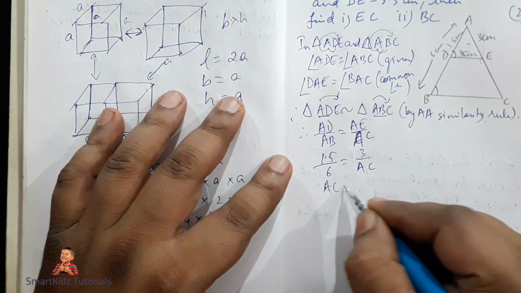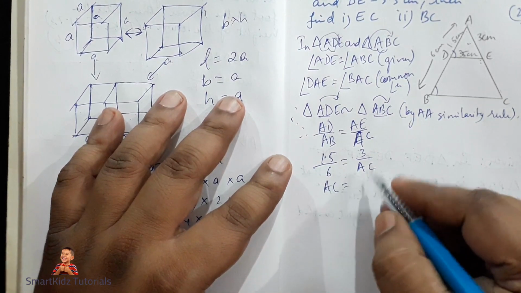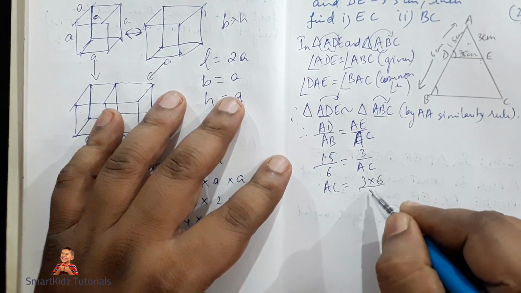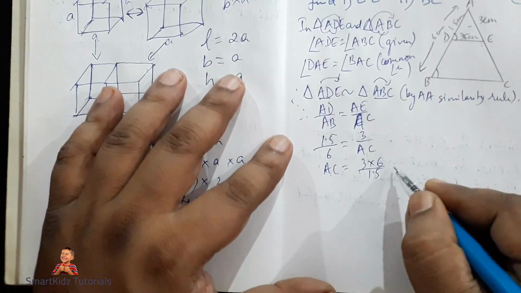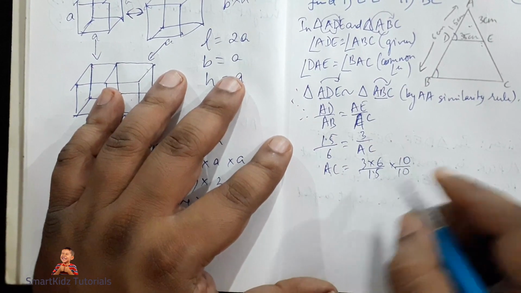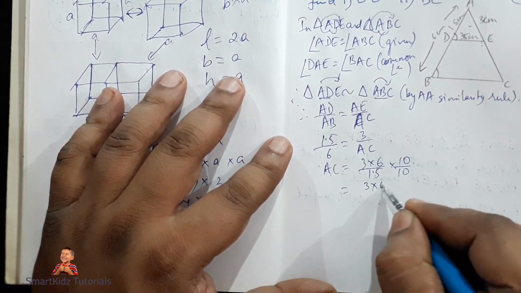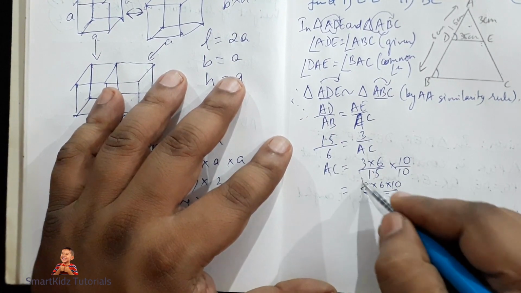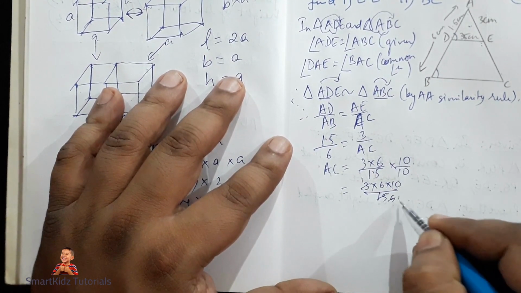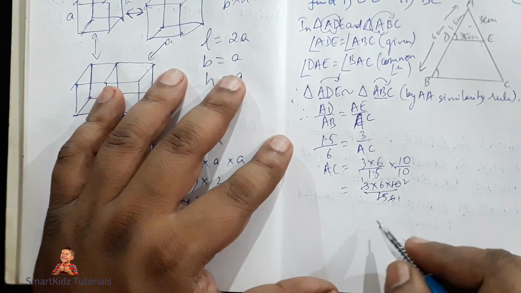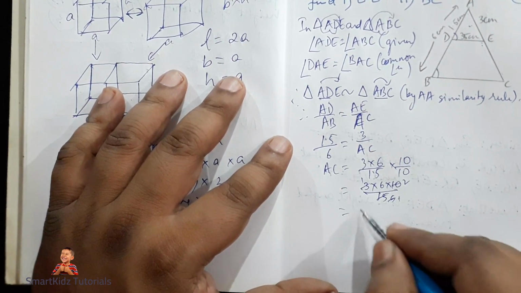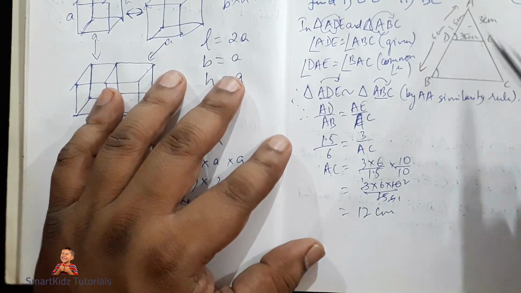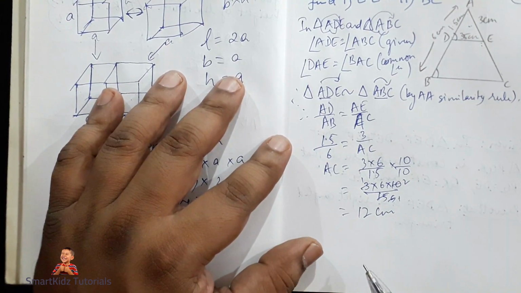Okay, so we'll get AC is equal to 3 into 6 upon 1.5. So if you multiply by 10 up and down, we'll get 3 into 6 into 10 upon 15. So 3 ones are 3, 3 fives are 15, 5 ones are 5, 5 twos are 10. We'll get AC is equal to 12 centimeter. Where is AC? This full thing is AC, 12 centimeters.